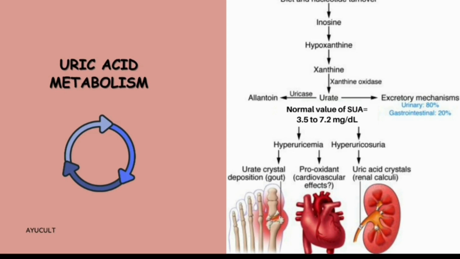80% of this urate is excreted through the urinary system and 20% through the gastrointestinal system. The normal value of serum uric acid is 3.5 to 7.2 mg per dL. When this value rises above 7.2 mg per dL, it is called hyperuricemia. This may or may not be associated with hyperuricosuria, that is increased uric acid in urine. Hyperuricemia causes urate crystal deposition in joints, which is called gout, and also has effect on the cardiovascular system causing oxidative stress, whereas hyperuricosuria acts on the KUB system causing urolithiasis.